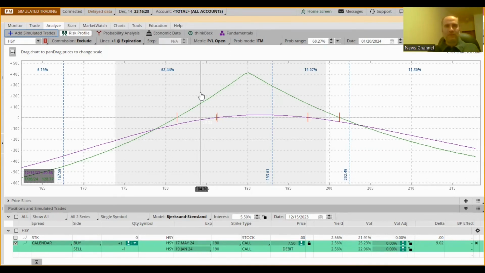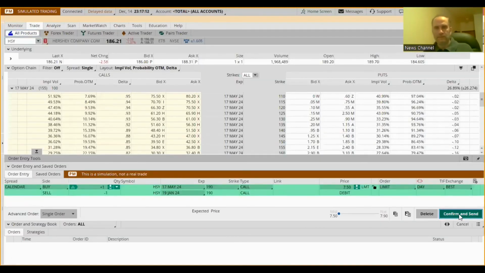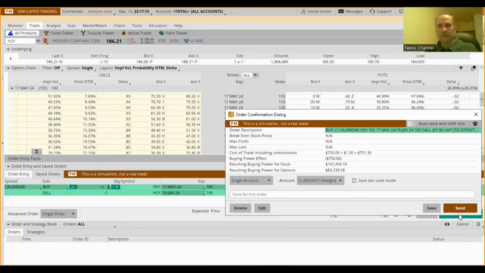So cumulatively, if the price is here, if the price is at the maximum amount, that would be the best case scenario. Okay, so go to trade, confirm and send. Okay, so now as you can see, the cost of the trade is quite low. It's only $751.30. Now think about this. If you were to buy, let's say 100 shares, this is going to cost over $18,000 to control the stock.